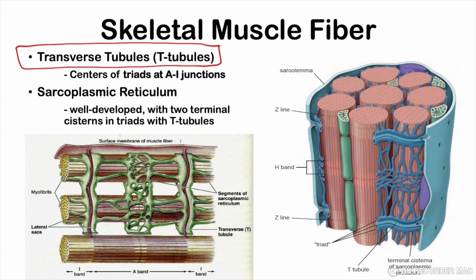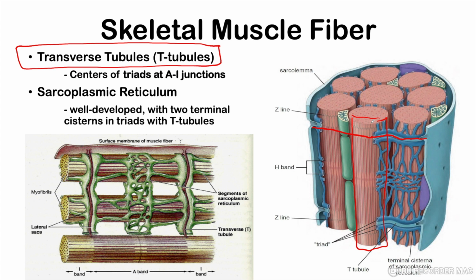Again, these are transverse tubes. It has this transverse orientation. So essentially, as you can see right here, your transverse tubules run perpendicular to the orientation of your muscle, especially of this component right here. Okay, so it runs perpendicular to that.